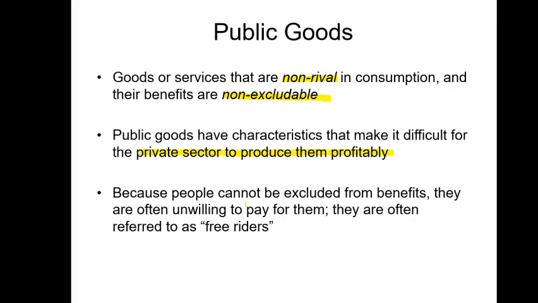Now, because people cannot be excluded from getting a public good benefit, they're often unwilling to pay for them. And these are what we call free riders. For example, somebody who does not pay their taxes but still gets the benefits. Now, that doesn't mean that if they don't make enough money, obviously they may not make enough to pay taxes, but if somebody makes enough money but then cheats on their taxes, yes, you could say that's a free rider because they're getting benefits without paying for them technically.